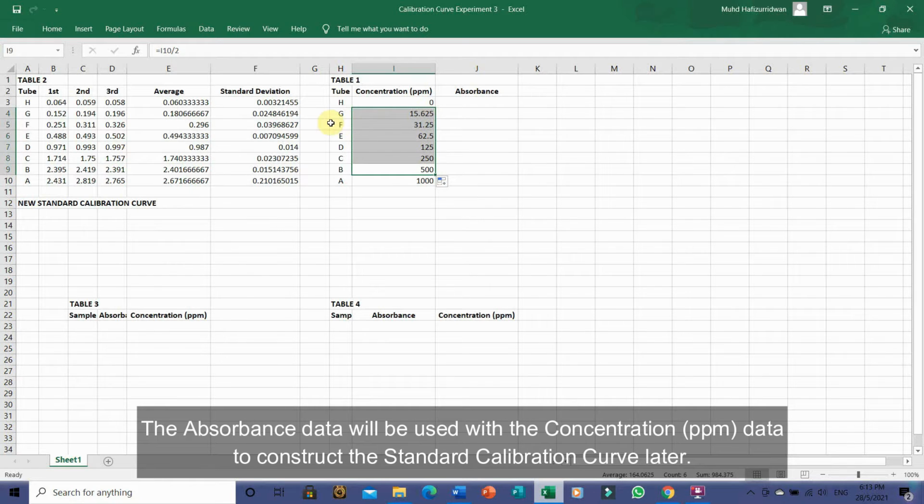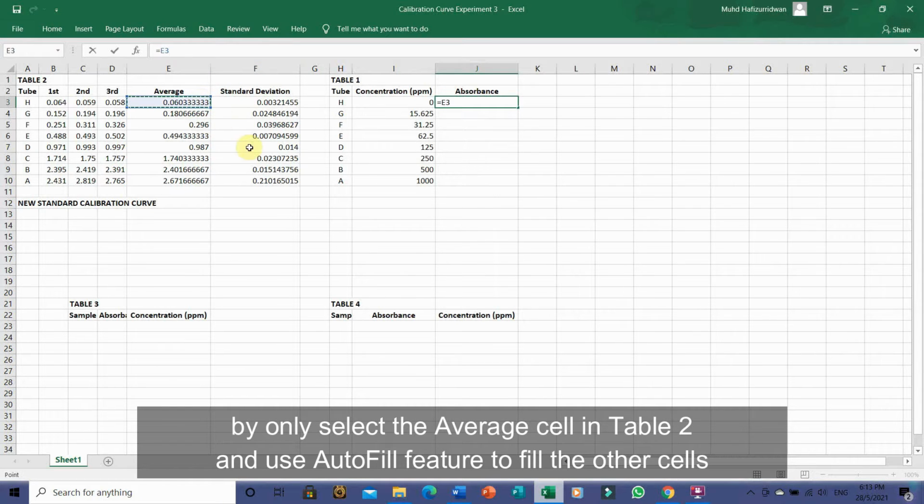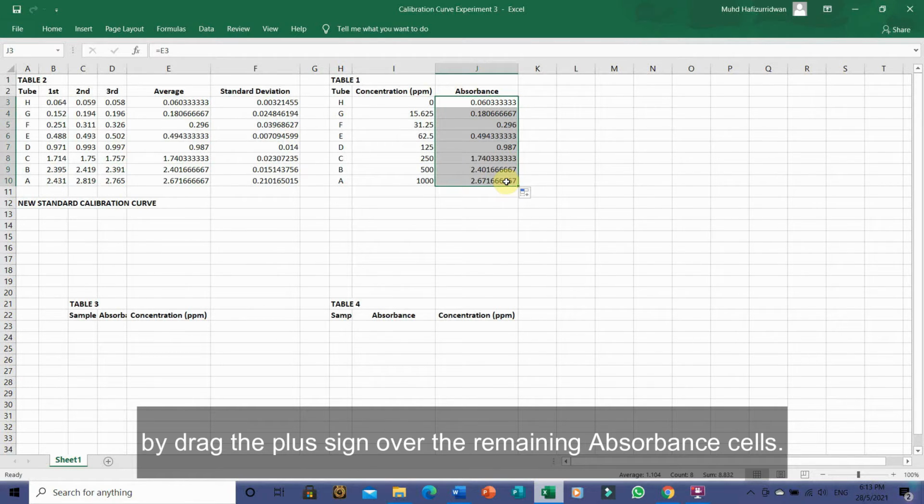I add a new column for absorbent. The absorbent data will be used with the concentration data to construct the standard calibration curve later. I just copy the average data in Table 2 for the absorbent by using the insert function feature, only selecting the average cell in Table 2, and use the autofill feature to fill the other cells by dragging the plus sign over the remaining absorbent cells.